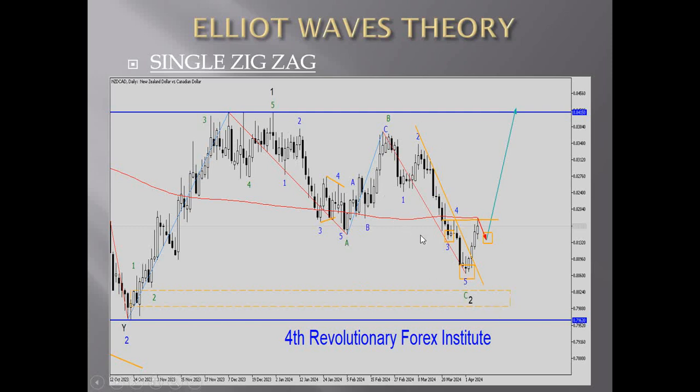Okay, and then in order to trade the single zigzag pattern, I would have to draw the trend line within the formation of wave C, and then I will wait for the breakout of the trend line within the formation of wave C, and then I will wait for the pullback, and then after the pullback, I will wait for any reversal candlestick pattern in order to execute a trade.